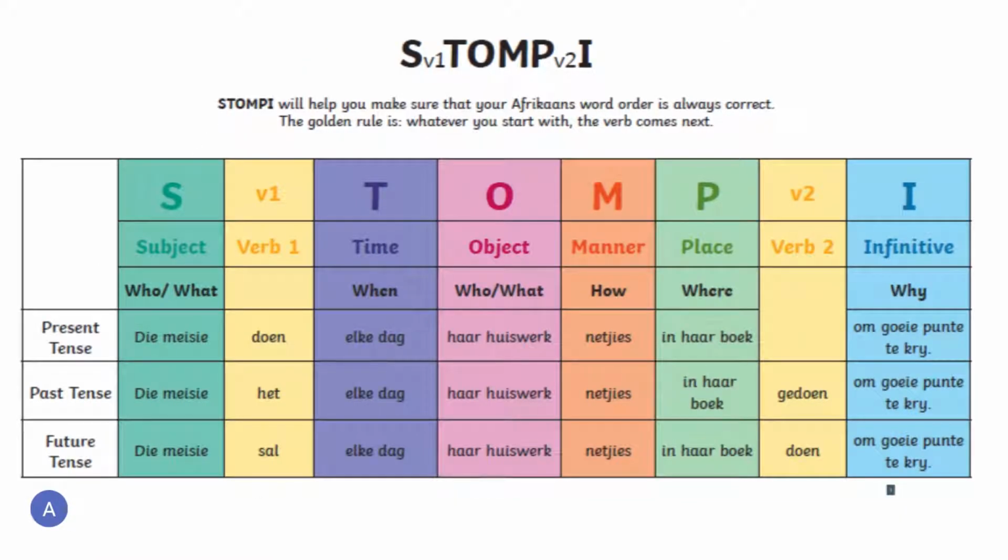STOMPI is an acronym that helps us to remember the correct word order of words in an Afrikaans sentence. Each letter stands for a different part of the sentence as shown in this diagram.